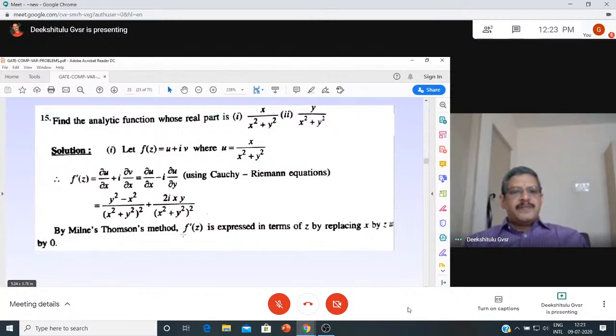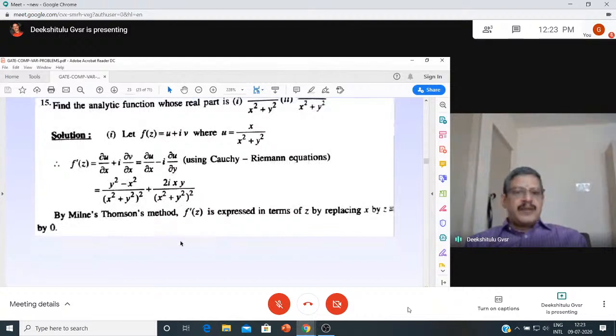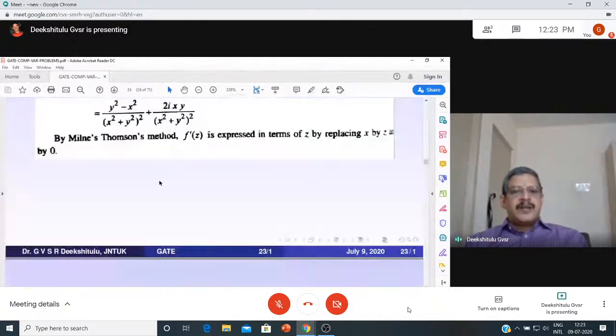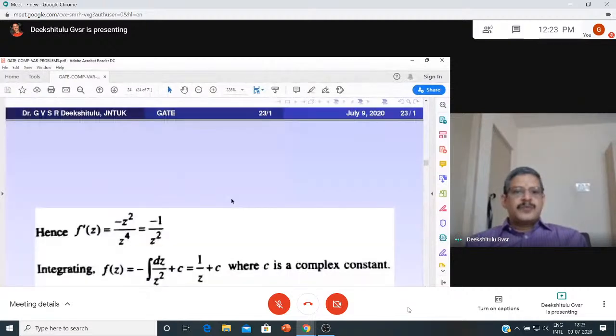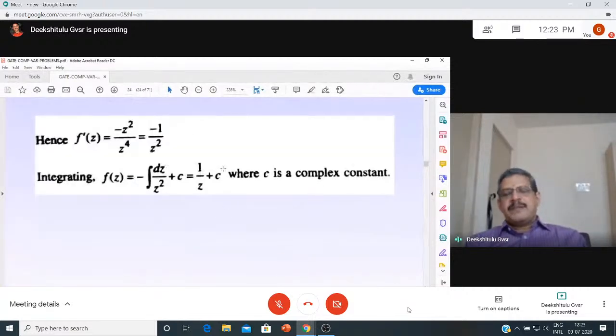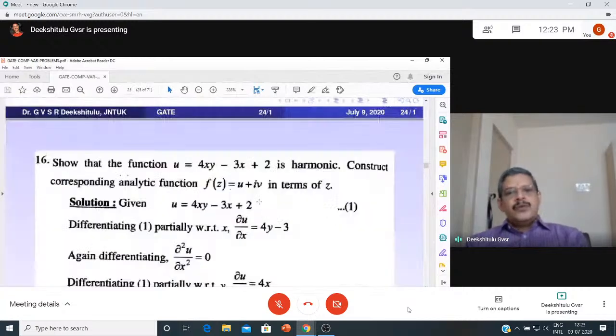So Milne-Thomson method: replace x by z and y by 0. So this is minus z² by z⁴, and this becomes 0. So minus 1 by z². If you integrate, 1 by z plus c.